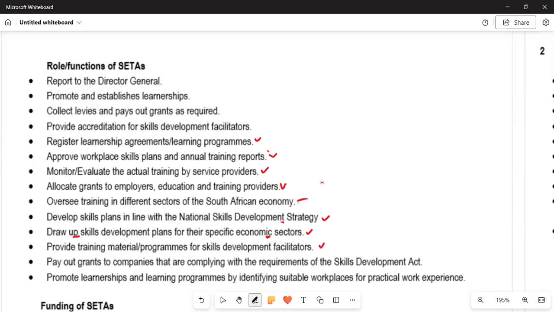Those training programs are provided to companies that are complying with the requirements of the Skills Development Act. So SETA cannot pay out the grants if you are not complying with the Act. They are making sure that you are complying with the Act. That is when they can pay out the grants to the organization.